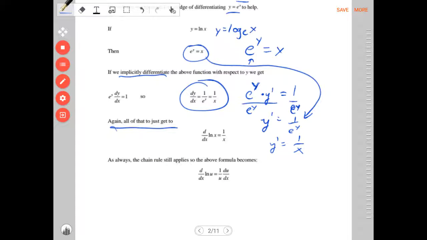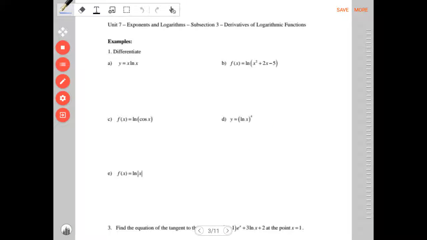As always, the chain rule still applies. So if the ln part is anything that has a derivative other than 1, then we just have to multiply our function by it. Lots of practice here. So let's differentiate these.